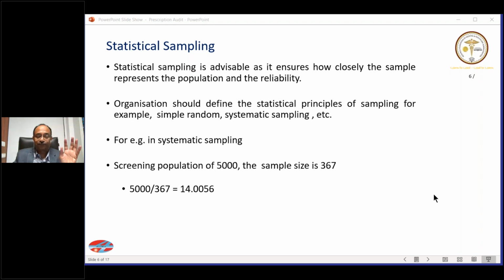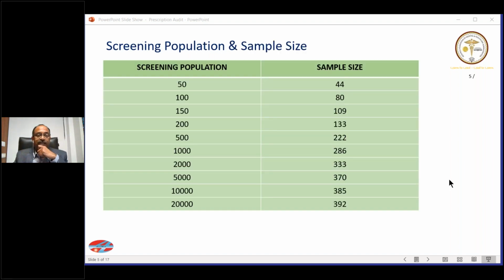Please follow what I'm saying. Your population size was 12,500 prescriptions, and you divide that by your sample size of 400. We are taking a sample size a little bigger than the NABH table. So look at this table on the screen. The sample size required for 12,000 will be between 385 and 392. These two figures.